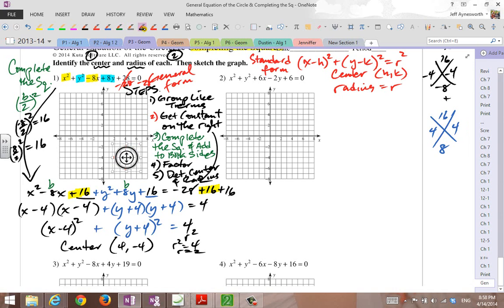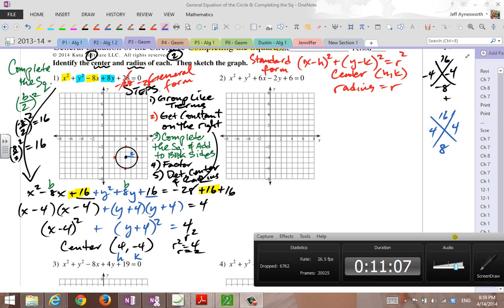Okay, don't you wish you can do that? All right, and so you got a little radius of 2 right here. Radius of 2, and there's your circle. At 4 comma negative 4, there's your h comma k, and a radius of 2. All right, and that's your information that you need. You always need to know the center and the radius. Okay, let me pause for a second here.